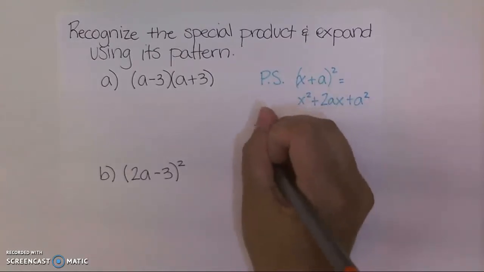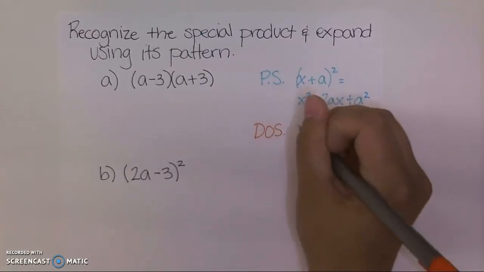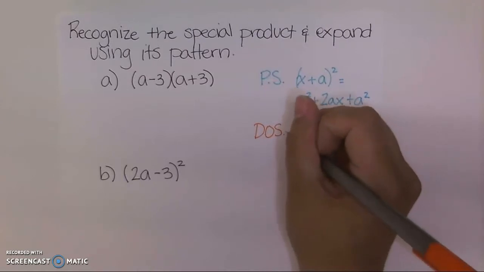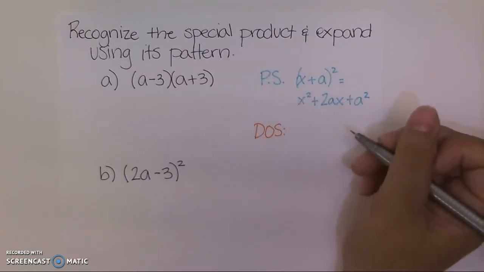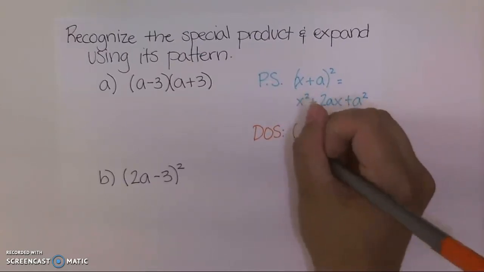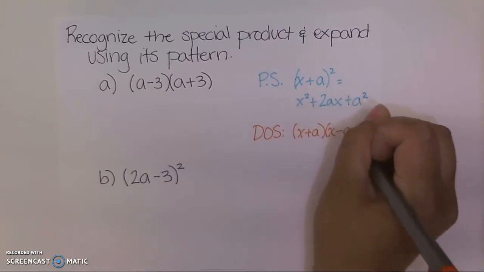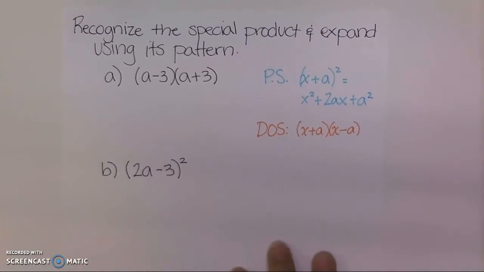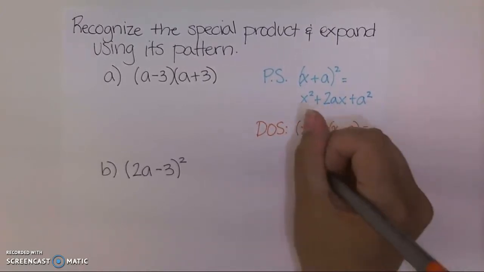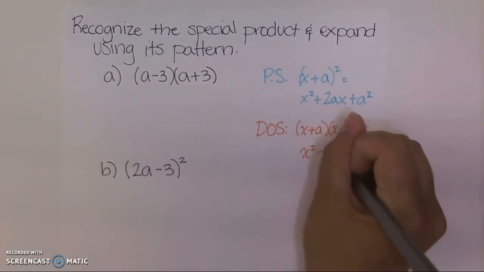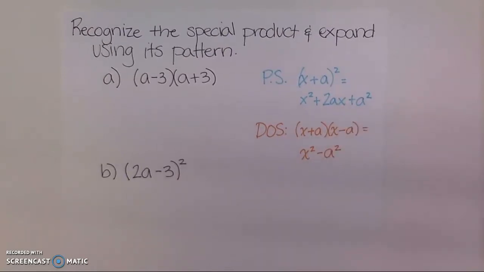Our second pattern is difference of squares. That is going to look kind of like perfect squares, except the signs are going to be different. So one is going to be x plus a, one is going to be x minus a. And when you expand that, it's going to be x squared minus a squared. Okay, so those are our patterns that we're going to use today.